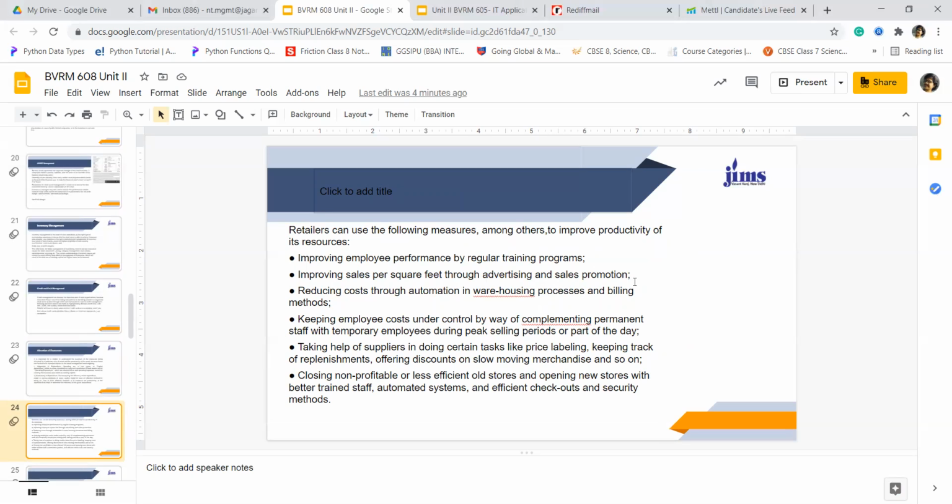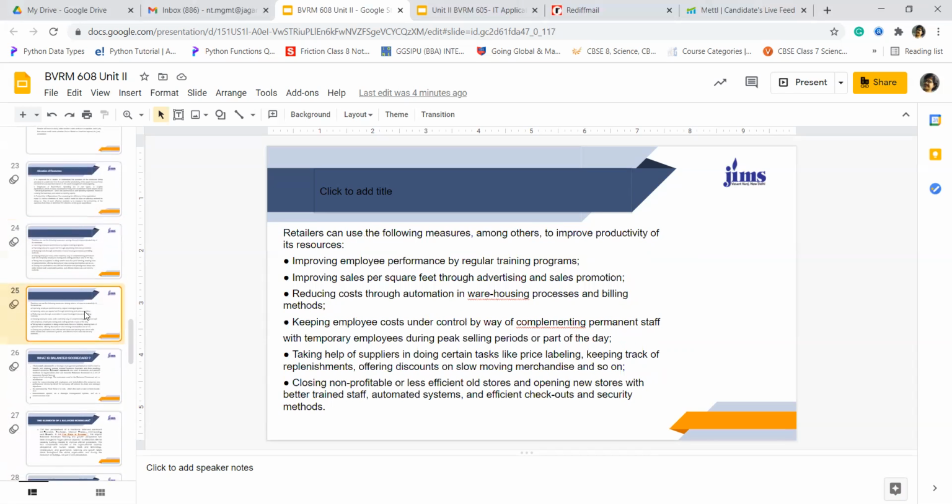Reducing costs through automation in warehousing processes and billing methods, keeping employee costs under control by way of complementing permanent staff with the temporary employees during peak selling periods or part of the day, taking help of suppliers in doing certain tasks like price labeling, keeping track of replenishments, offering discounts on slow moving merchandise, and so on, closing non-profitable or less efficient old stores and opening new stores with better trained staff, automated systems, and efficient checkouts and security methods.